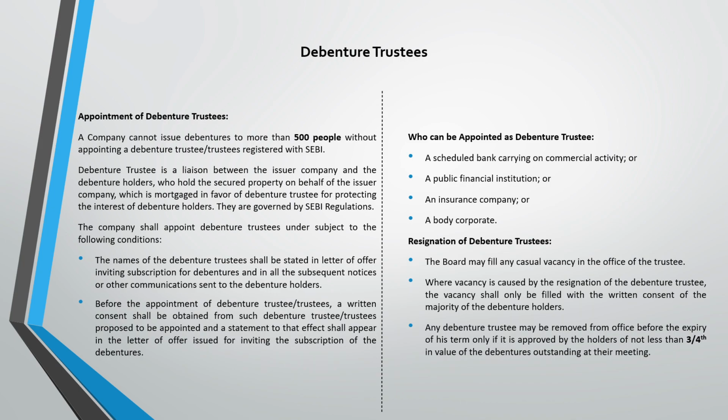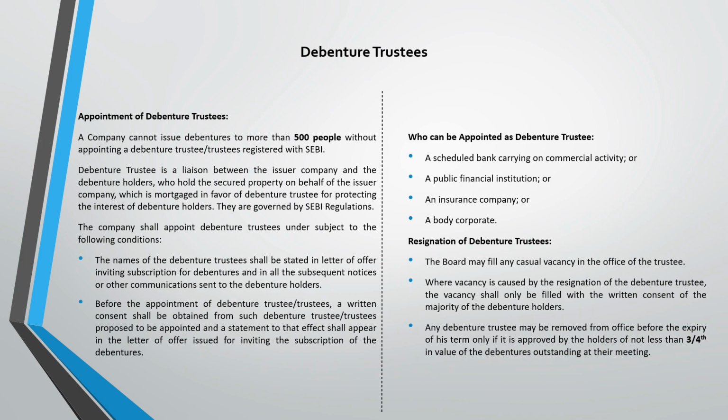Resignation of debenture trustees. If there is any casual vacancy, that is, in case of death or any medical reason or any other reason, the board may fill that casual vacancy by passing a board resolution. When a vacancy is caused by the resignation of a debenture trustee, then a question arises that something fishy is going on in the company. Why has the debenture trustee given his resignation? Then the vacancy should be filled only by obtaining written consent from the majority of the debenture holders.